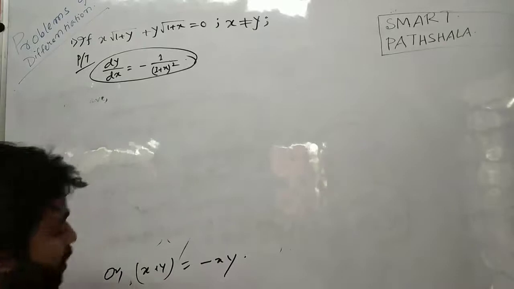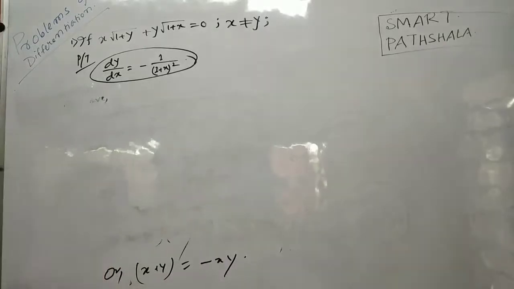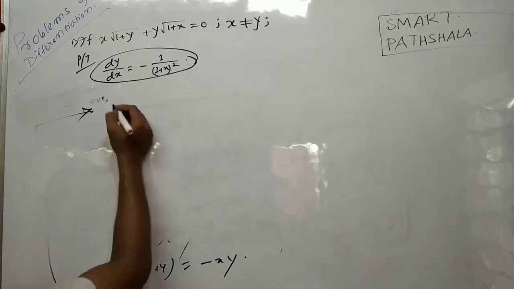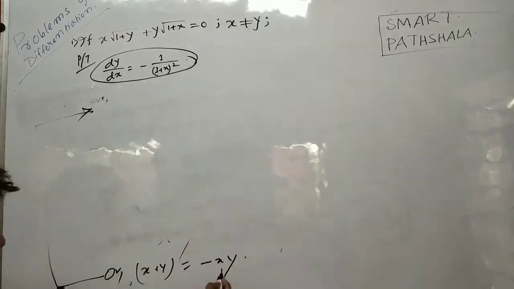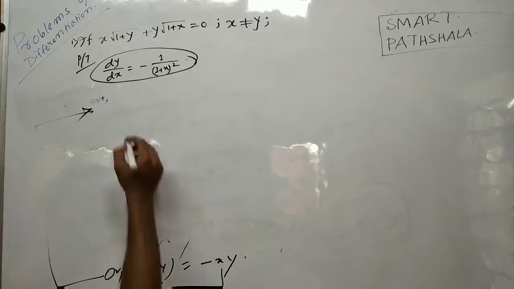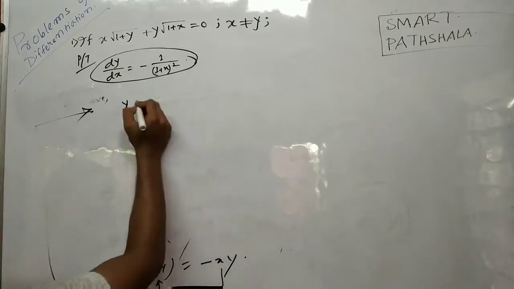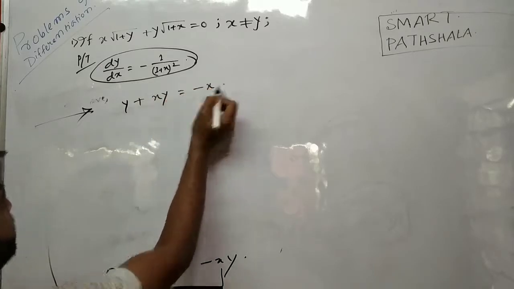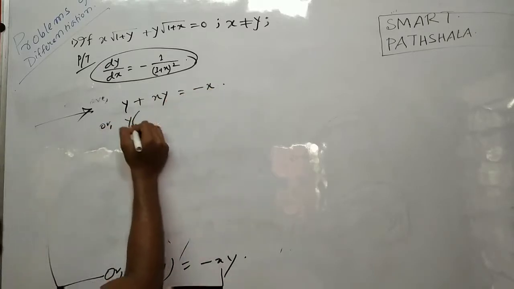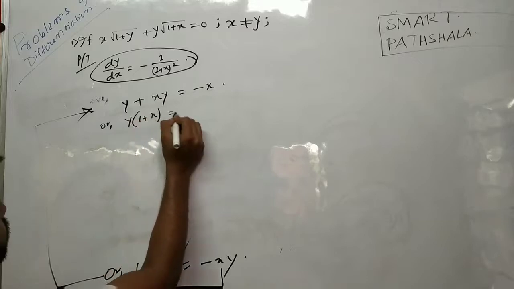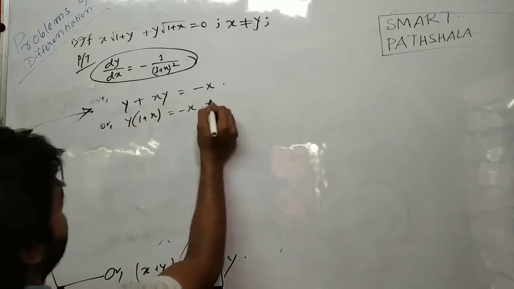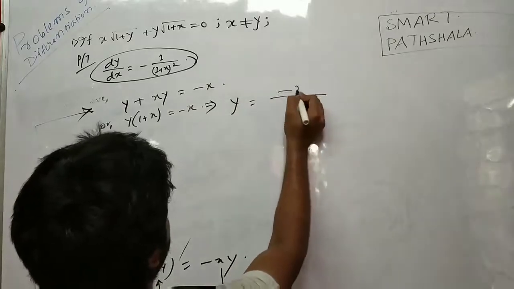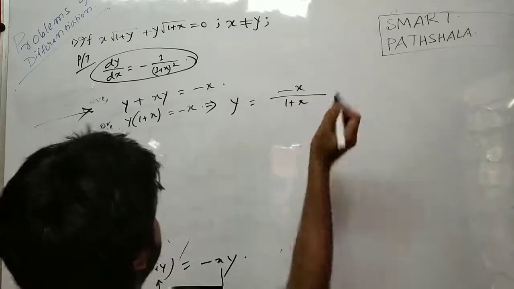Now from this equation, we would like to find out y only, right? Okay, let's find out y. So from here, if you can recollect, this is y plus xy, and here you have minus x. Or take this y common, you have this term. Similarly, if you get this in explicit form, you will have 1 plus x.